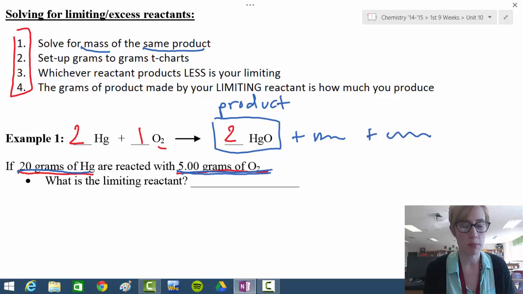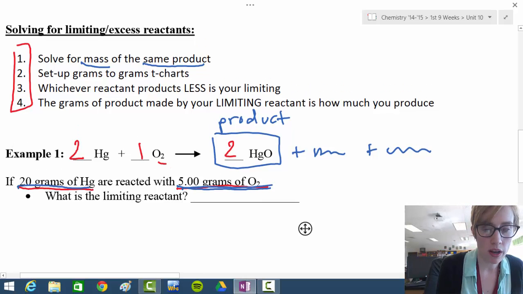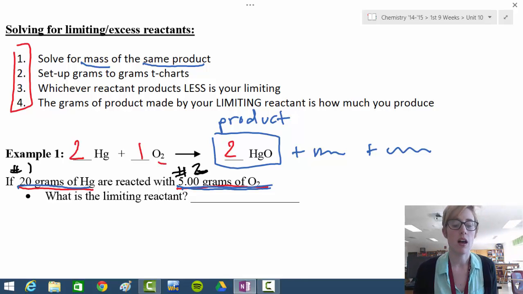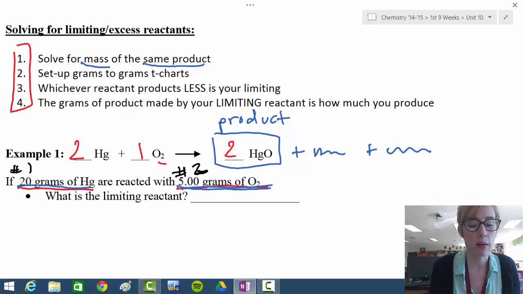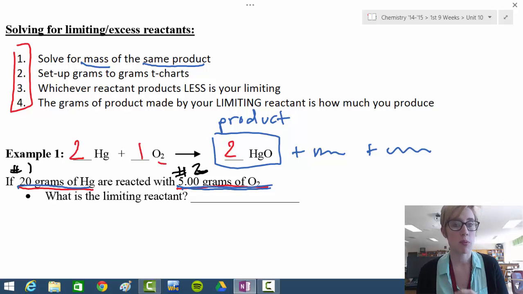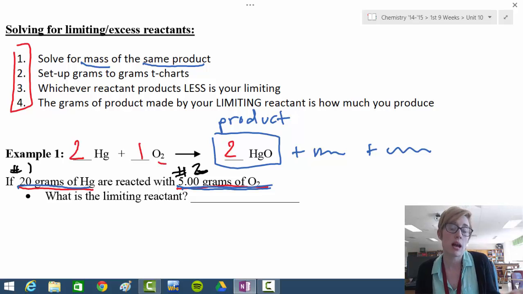So there's 2 problems, okay? This is problem number 1, and then this is going to be problem number 2. We're going to see which one's going to produce the smallest amount of product. So for example, let's say when we use 20 grams of mercury, we only produce 5 grams of our product, HgO. But then in my second problem, when I do 5 grams of oxygen, maybe I produce 10 grams of my product. Well, that means oxygen produces more and mercury produces less. So mercury, I'm running out of. Mercury is my limiting reactant.